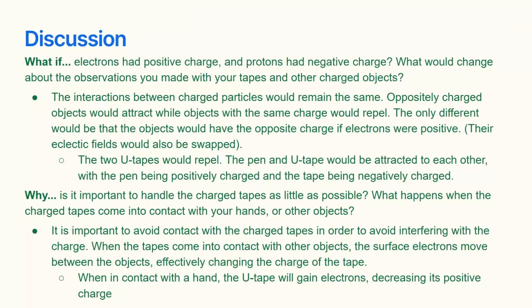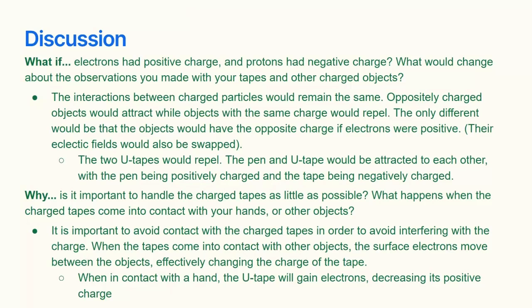If electrons had positive charges and protons had negative charges, the interactions between charged particles would pretty much remain the same. Oppositely charged objects would still attract, while objects with the same charge would repel. The only real difference would be that the objects would have opposite charges, and their electric fields would also be swapped. So for this specific example, the two U-tapes would still repel if brought close to each other, and the pen and the U-tape would still be attracted to one another, but this time the pen would be positively charged while the U-tape would be negatively charged.